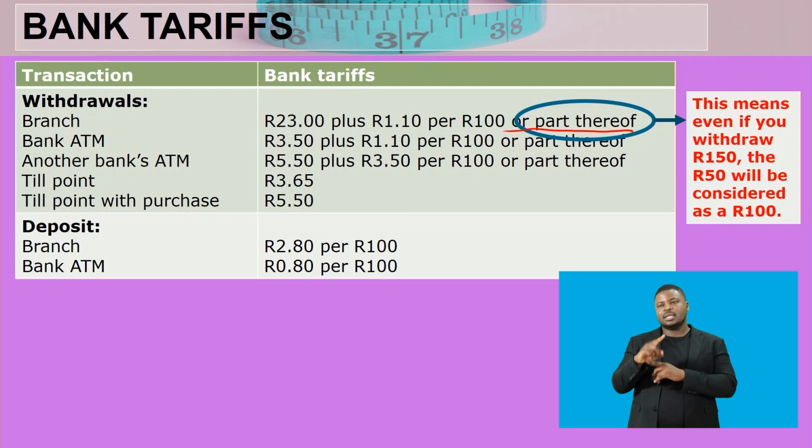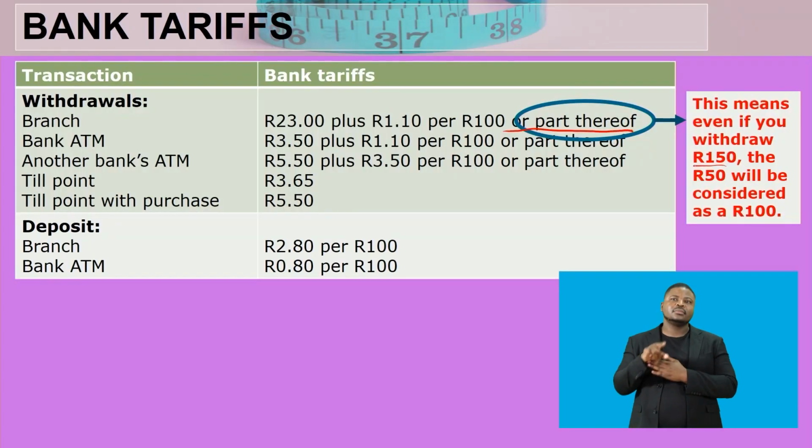It means that even if you withdraw money, for an example, let's say you are withdrawing 150 Rand. Already we can see that we only have one 100 Rand inside 150. Then what is left? 50 Rand is left. But this 50 Rand, because it doesn't make 100 Rand, will still be considered as if it's a 100 Rand. If you were to do the division, 150 divided by 100 will give you 1.5. But that 1.5 would mean that there are 200 Rands in a 150. So the 50 Rand will be considered as if it's 100 Rand.